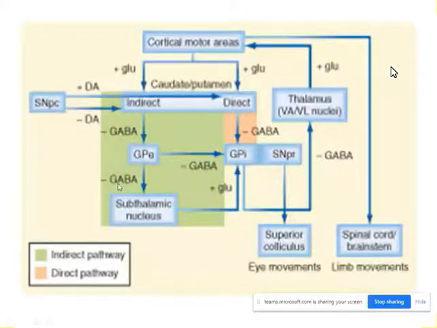Low. So when it is low, then what will happen? The production of glutamate from this subthalamic nucleus will be high. So when this is high, then what will happen? The production of this GABA from this one will be low or high?